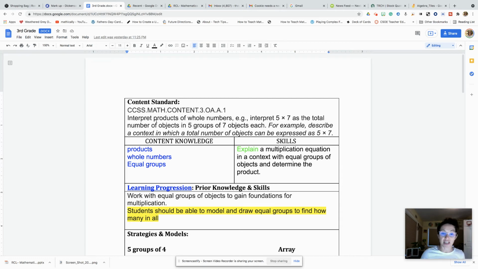So you can see here I've selected a third grade operations and algebraic thinking standard. It has to do with multiplication. In this standard here, I've identified the knowledge, the content knowledge of this standard, which are products, whole numbers, and I've also put in equal groups because students need to know that. It's a foundational skill for understanding multiplication. And as you can see, instead of interpret products, that's something that's very impossible for me to be able to see. So I've changed that vague verb to explain.